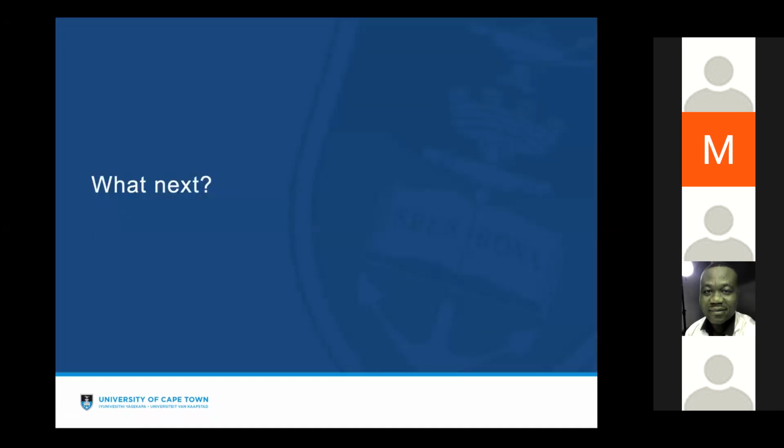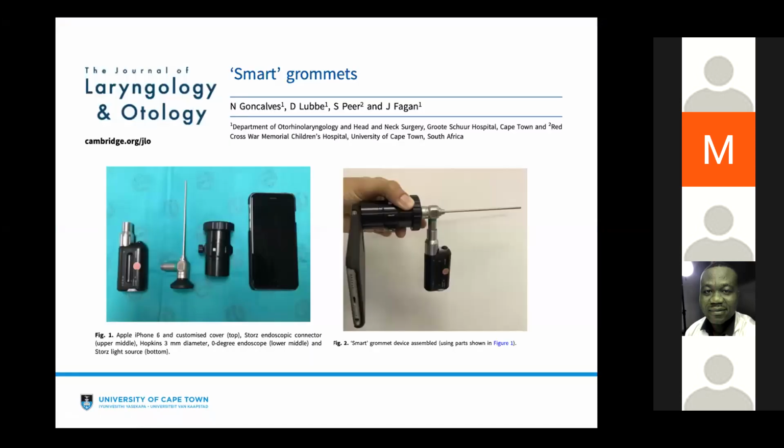So as I near the end of my talk here, I'd like to end by looking at what is going to be next as we approach the future. I'd like to quote a study on a really neat configuration of a device that fits, in this case, an iPhone 6 mobile phone. As you can see here, the configuration is quite a small and handy unit that comprises the mobile phone, a connector, the Hopkins rod, and a light source.